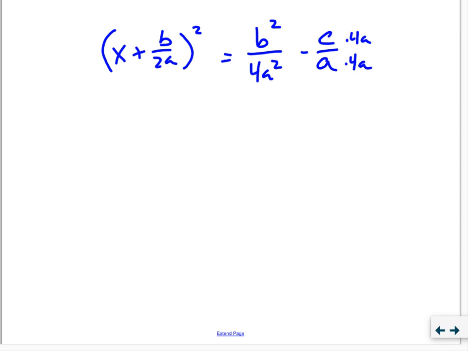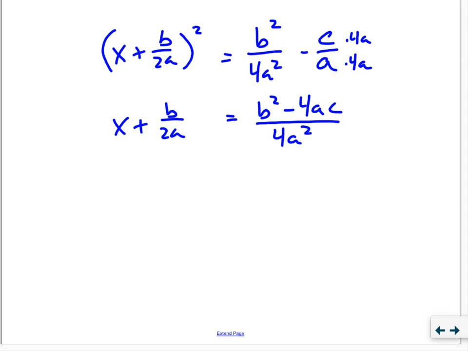And I get that over there. So now check out what I get over here. When I multiply the fractions, I get b squared minus 4ac over 4a squared. Looking pretty good. Now this is an equation that you can probably solve.